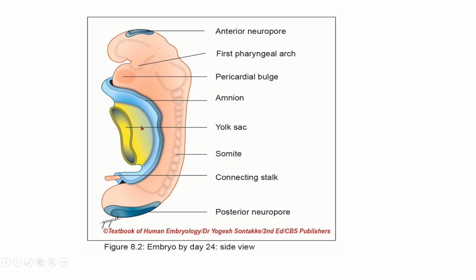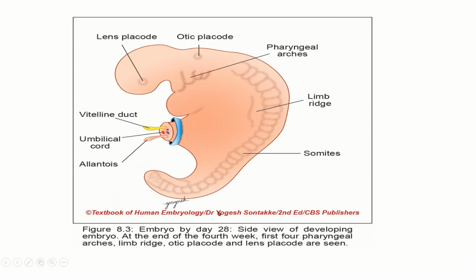So here you can see this is the yolk sac. You can see these are the somites. You can see the anterior neuropore and you can see the posterior neuropore. You can see here there is a connecting stalk. So you can see the formation of the head fold and tail fold. You can see the complete formation of the connecting stalk. It is the umbilical cord. You can see the vitelline duct, umbilical cord, umbilical blood vessels. You can see the allantois. You can also see the limb bud.